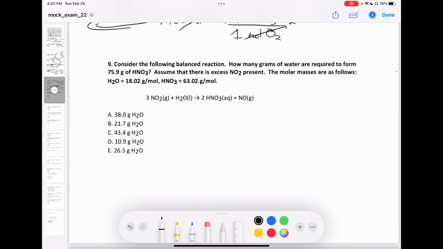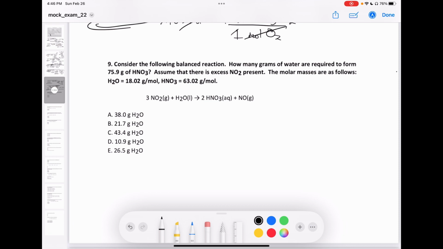Consider the following balanced reaction. How many grams of water are required to form 75.9 grams of nitric acid? Assume there's excess NO2 present. The molar masses are as follows: water is 18.02, nitric acid is 63.02.